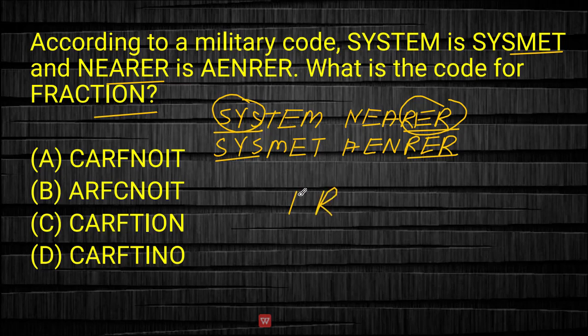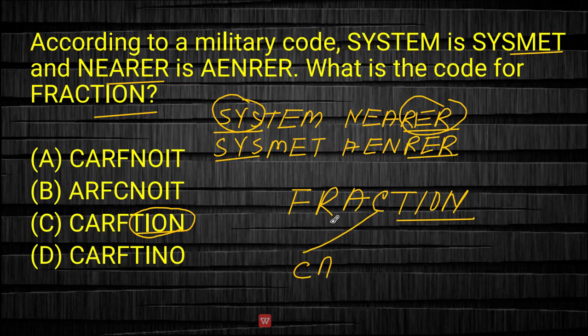So our question is fraction, FRACTION. You can see that TION is there, and here they have just written it in the opposite way. So there should be C first, then A, then R, then F, then TION. So CARFTION. C is the correct answer.